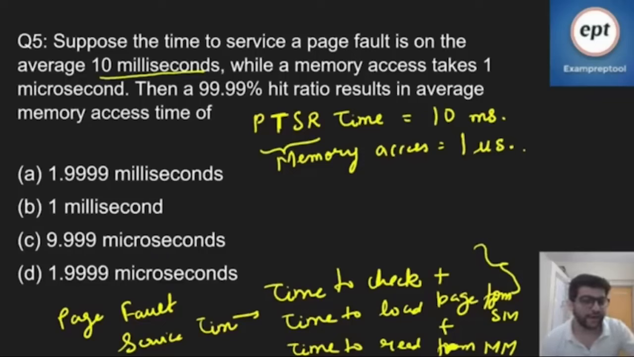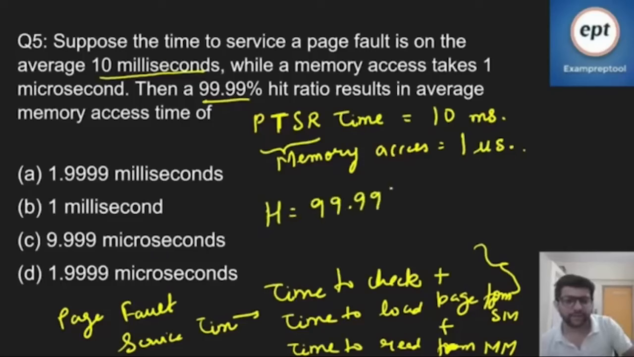All these three components are already present in page fault service time. So we do not need to add the time to check the memory and then the time to access the main memory. By default, all these components are there in page fault service time. If it is explicitly mentioned that this particular thing is not added in the page fault service time, then you need to take care of that, right? So we have been given that the hit ratio is 99.99%. For these types of questions, you don't need to remember any formula, right?